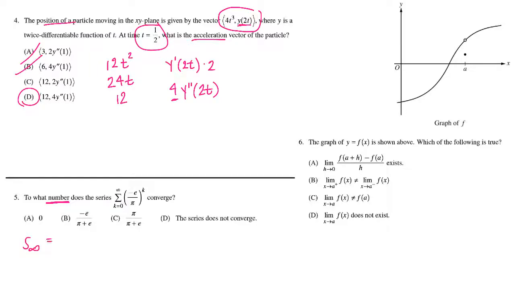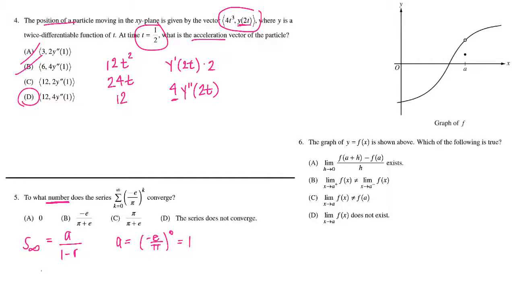So here, the sum of an infinite geometric series is your first term over 1 minus your ratio. So we need to see what is the first term for this. When k is 1, let's see what we get here. And this is going to determine our a, which is our first term. So I'm going to have negative e over pi raised to the 0, which is going to be just 1.